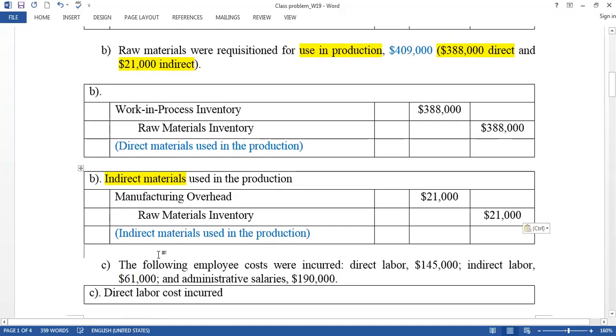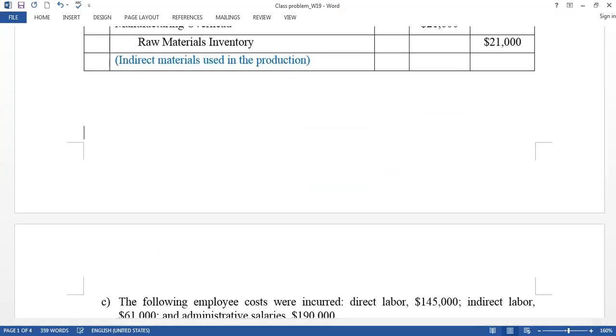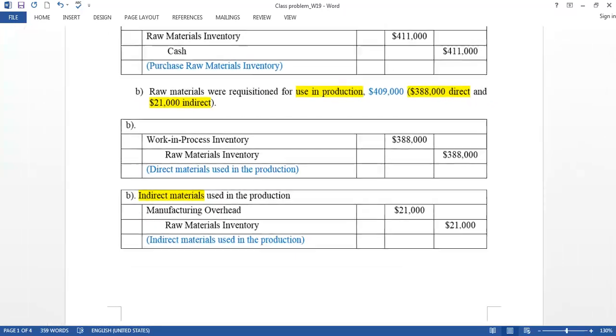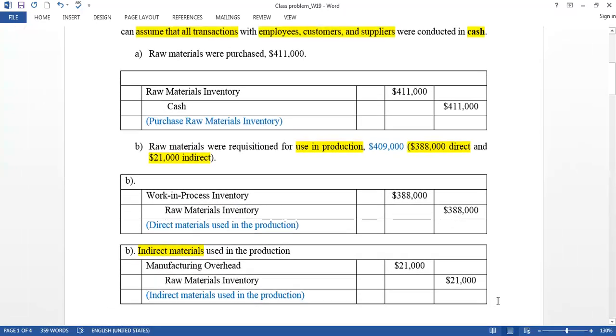So try to understand journal A and B. So A, we purchase raw materials, raw materials inventory debit. Now, when we use these raw materials, our raw materials is going to decrease, it is credit. Now we have two types of raw materials, direct materials and indirect materials. Direct materials transfer to work in process and indirect material transfer to manufacturing overhead. Any question?